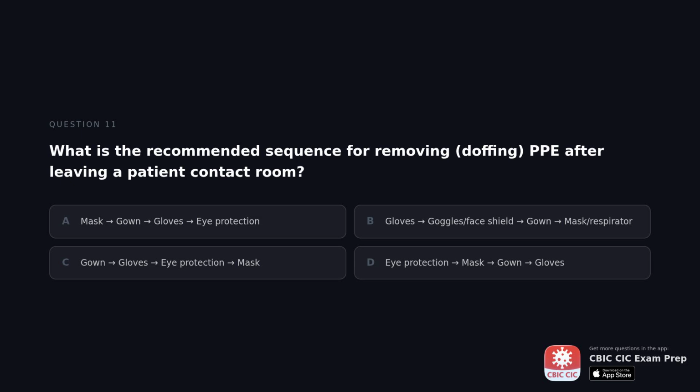What is the recommended sequence for removing, doffing, PPE after leaving a patient contact room? A. Mask, gown, gloves, eye protection. B. Gloves, goggles, face shield, gown, mask, respirator. C. Gown, gloves, eye protection, mask. D. Eye protection, mask, gown, gloves.